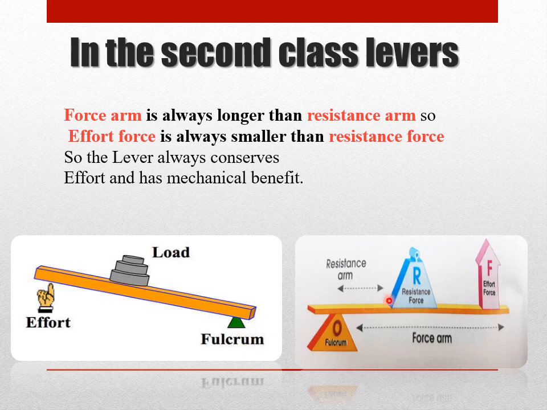Look here, my friends. In second class levers, the resistance is always between the effort force and the fulcrum. Where is the effort arm? All this. The distance between the force and the fulcrum is called the effort arm. And where is the resistance arm? This, the distance between the resistance and the fulcrum. So the effort arm is always longer than the resistance arm, so the force is smaller than the resistance. I exert a small effort.